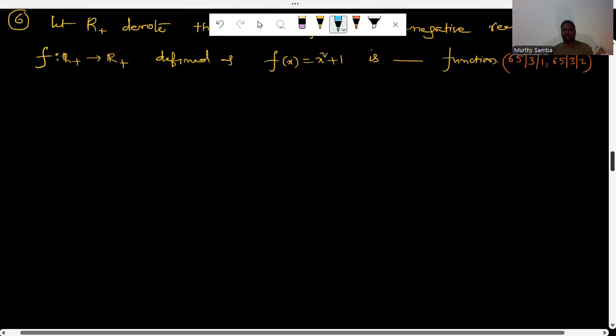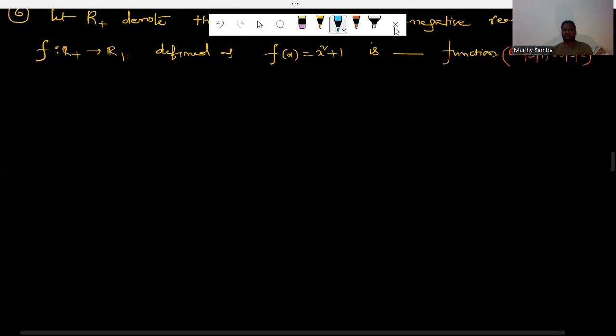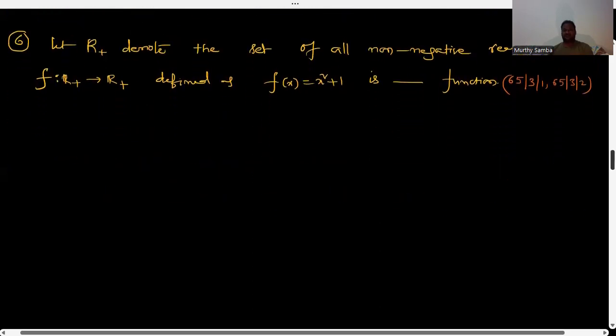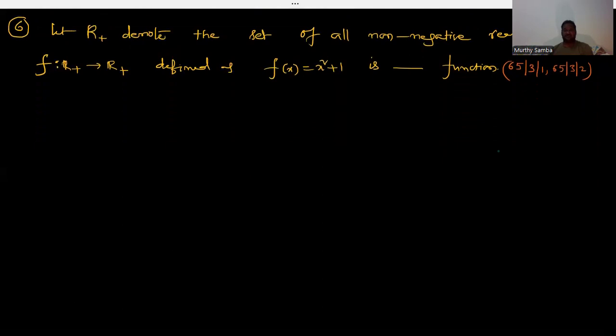So when you are checking whether it is a one-to-one function or not, see clearly, f is a function defined from non-negative real numbers to again non-negative real numbers. f of x equal to x square plus 1.